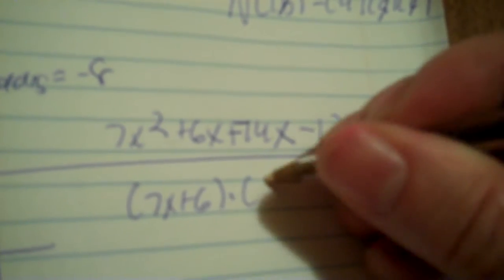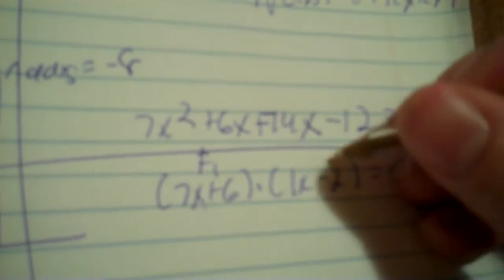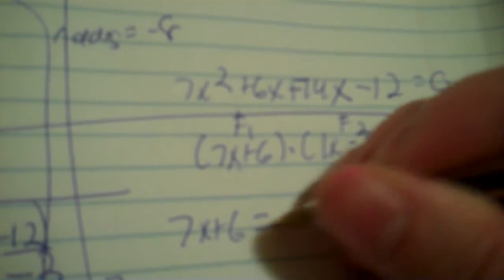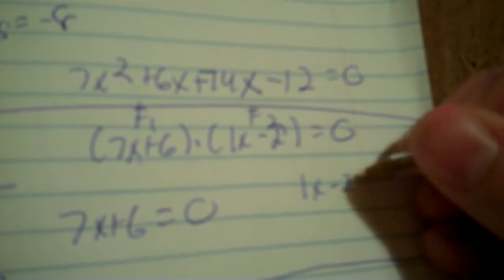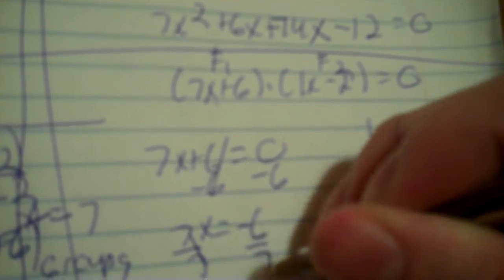Okay, so you have 7x plus 6 times 1x minus 2 equals 0. Okay, so 7x plus 6 could equal 0, or 1x minus 2 could equal 0. So I subtract 6, I get negative 6. So negative 6 sevenths. Add 2, you get 2. Still at 2 when you divide by 1.